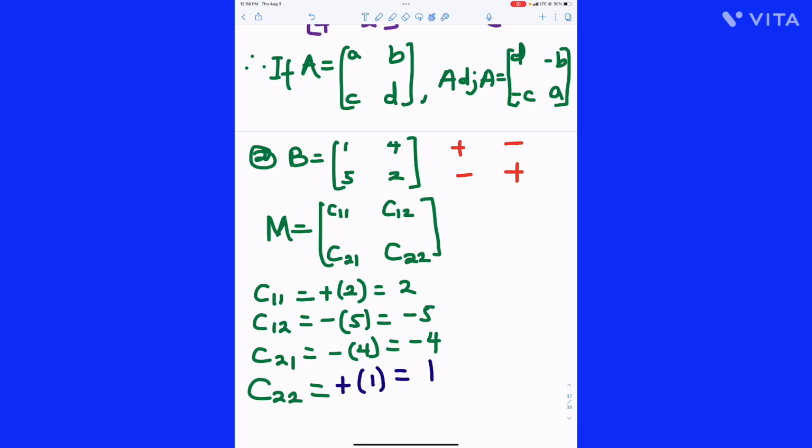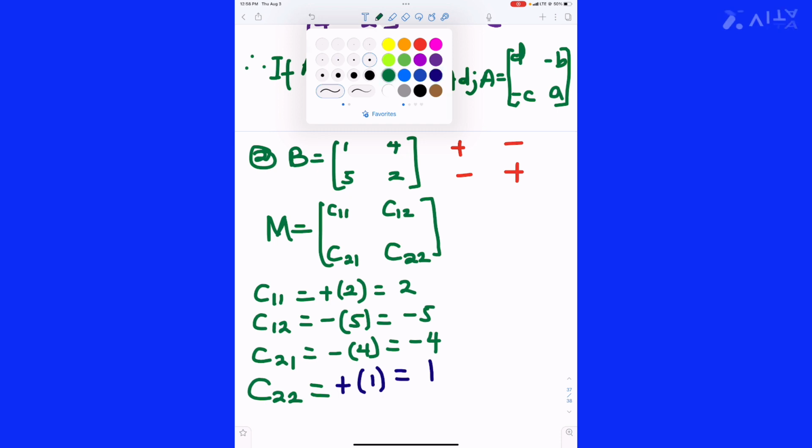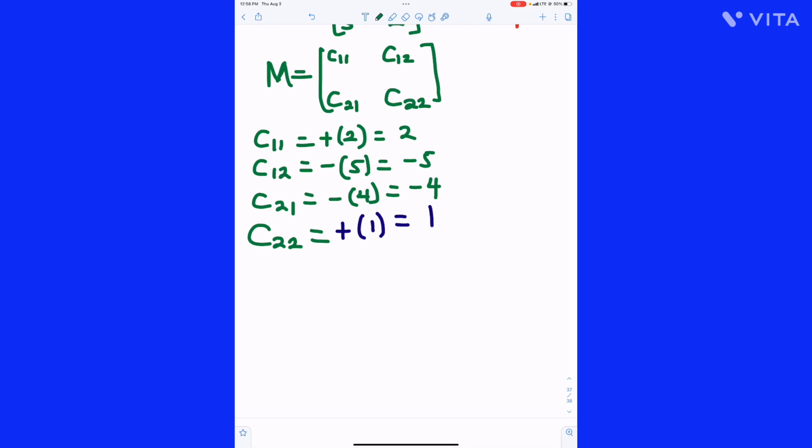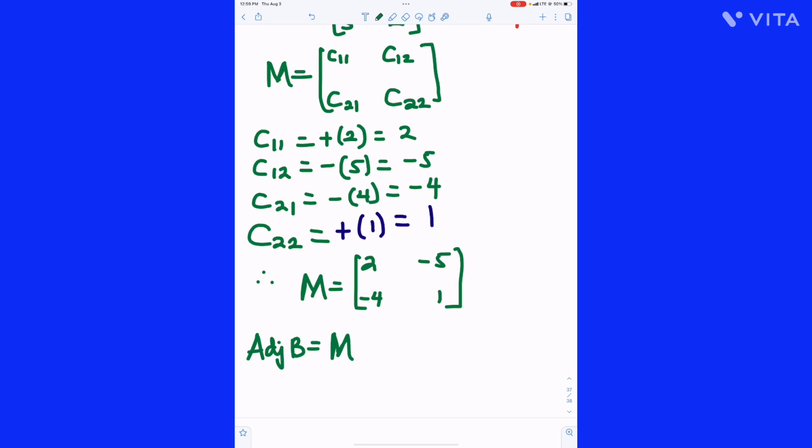So that means my matrix of cofactors is, okay, let me try and leave more space for that. My matrix of cofactors is 2, minus 5, minus 4, 1. This is my matrix of cofactors. So the adjoint of B is the transpose of this matrix. The adjoint of B, which is written as B adjoint, is the transpose of the matrix of cofactors of B.